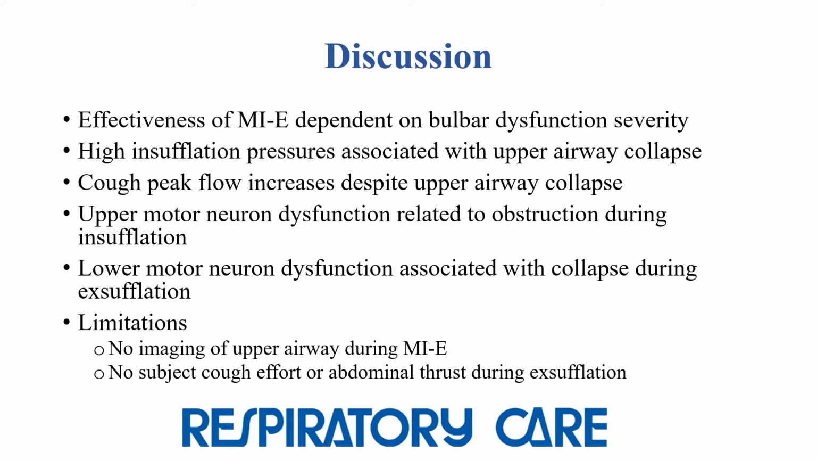The effectiveness of MIE in patients with ALS is dependent upon the severity of bulbar dysfunction, and high insufflation pressures have been associated with upper airway collapse. This obstruction during insufflation can prevent lung inflation prior to exsufflation. Cough peak flow is not a reliable indicator of upper airway collapse, as it has shown to increase despite the occurrence of airway collapse. The authors found that upper motor neuron dysfunction was related to obstruction during insufflation, while lower motor neuron dysfunction was associated with collapse during exsufflation.